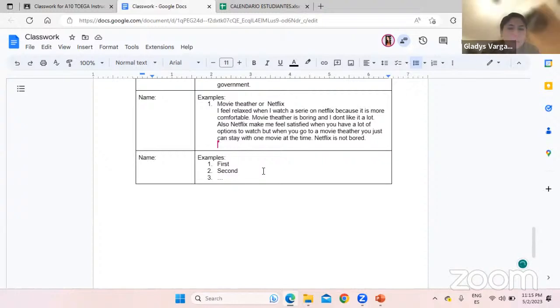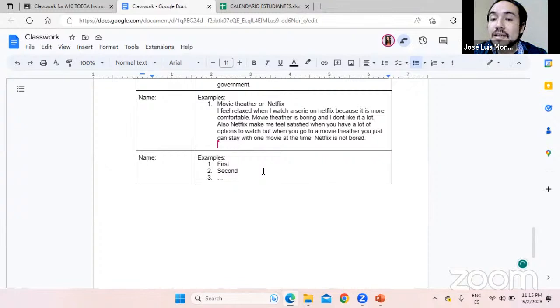Movie theater or Netflix? I feel relaxed when I watch a series on Netflix because it's more comfortable. Movie theater is boring and I don't like it a lot. Also, Netflix makes me feel satisfied when you have a lot of options to watch, but when you go to a movie theater, you just can stay with one movie at a time. Netflix is not bored. Okay, thank you very much.